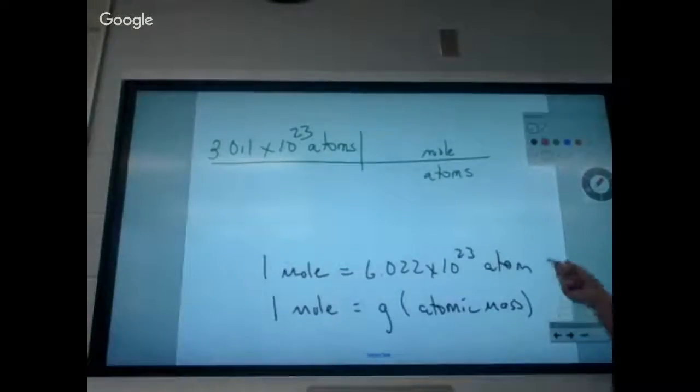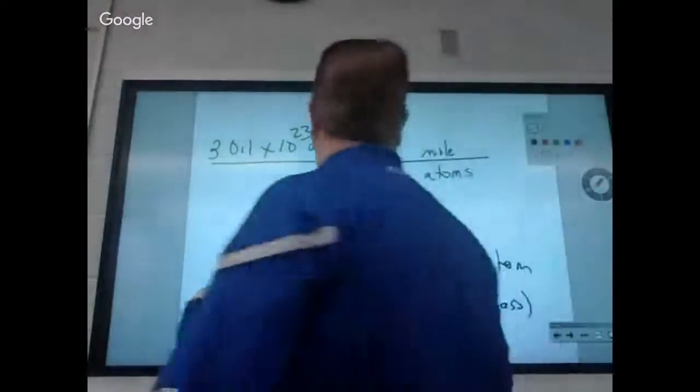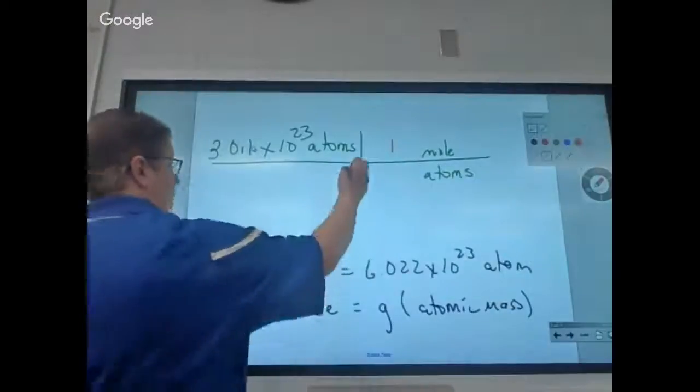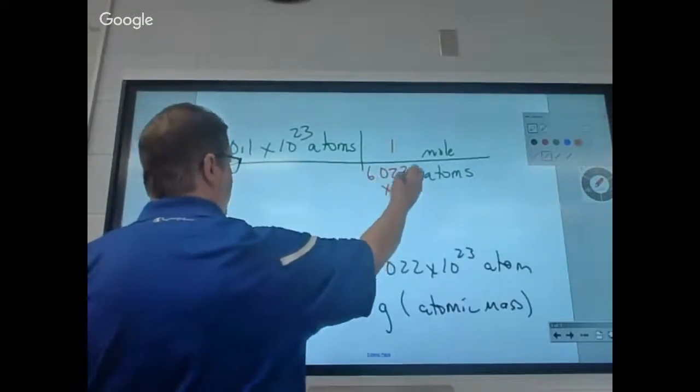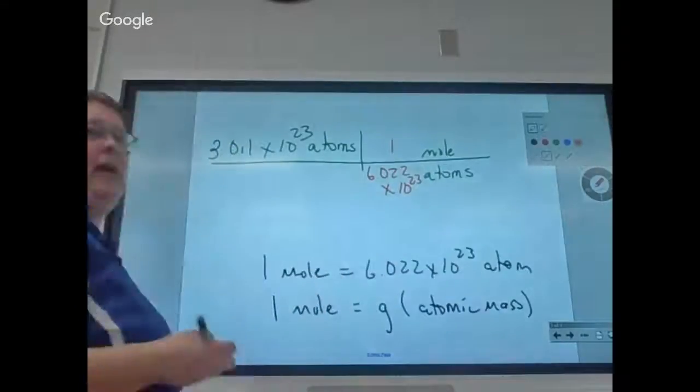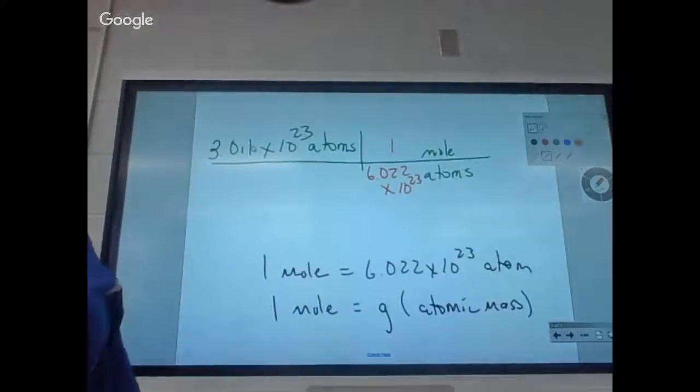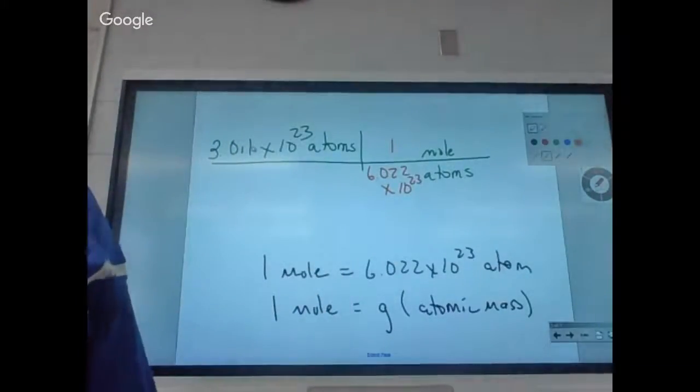Looking at these two, which one of these do we need? The top one or the bottom one? The top one. So what goes beside moles and what goes beside atoms? Avogadro's number. So 6.022 times 10 to the 23rd. Now, if you forget that number, does it exist anywhere that's useful for you? It's on the orange sheet. It's the very first number on the very first page. You can look it up.